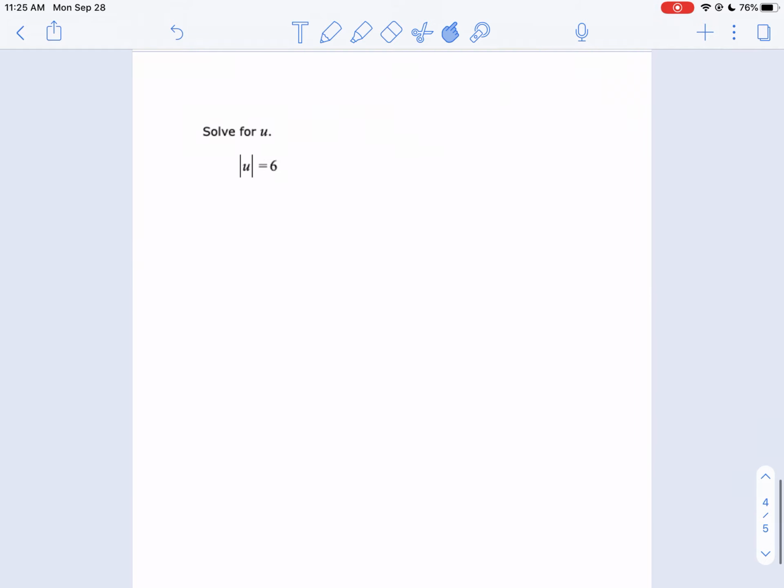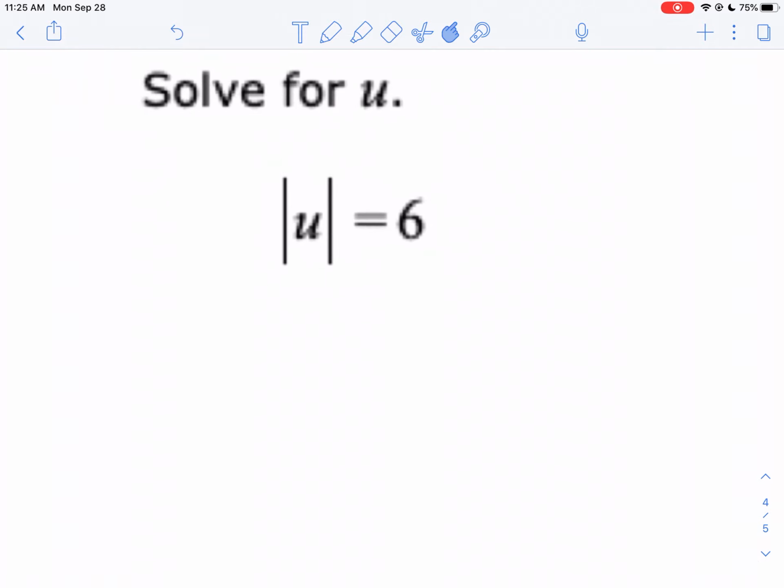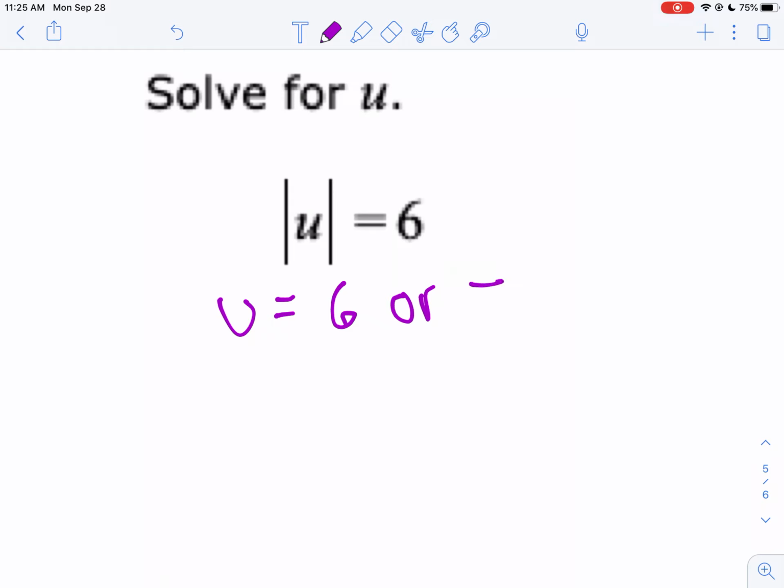Now, in the last problem, you didn't show any work, but I also know that you put no solution on this, but this isn't true. You've got the absolute value of u equals 6. In other words, what two numbers are 6 away from 0? Well, u would be 6 or negative 6.